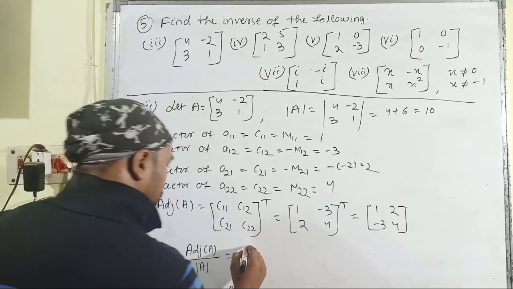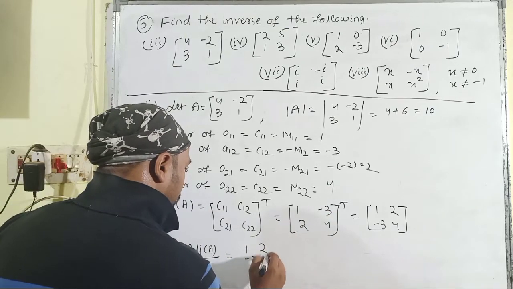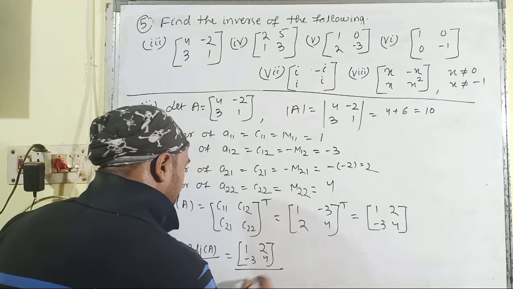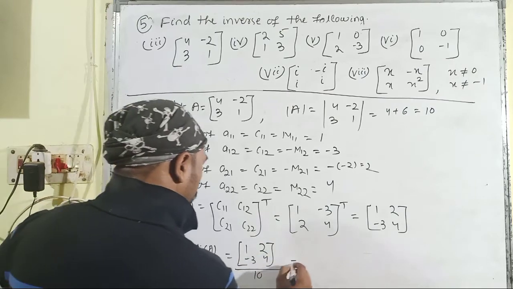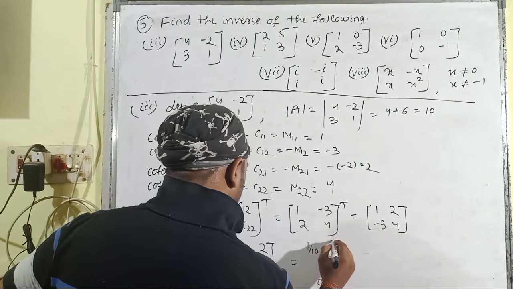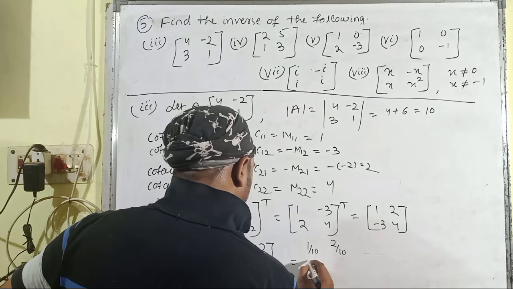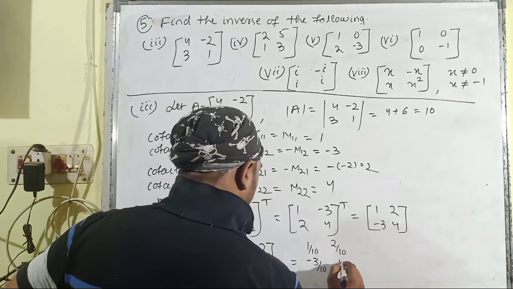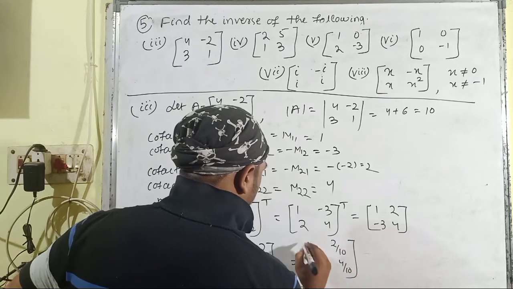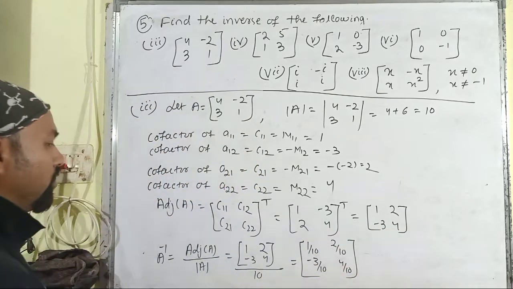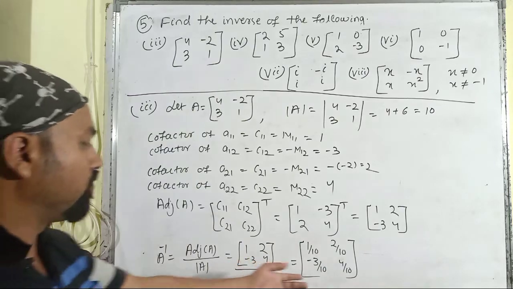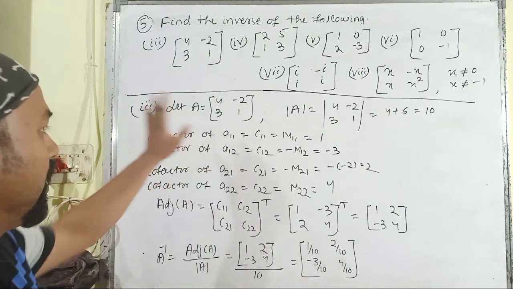Adjoint of A is equal to [1 2; -3 4] divided by 10. So it will be equal to [1/10 2/10; -3/10 4/10]. And this is the solution, and this is the required inverse of the given matrix A.